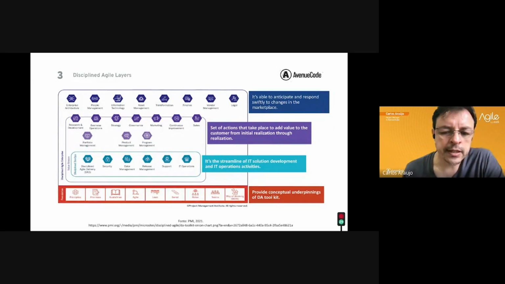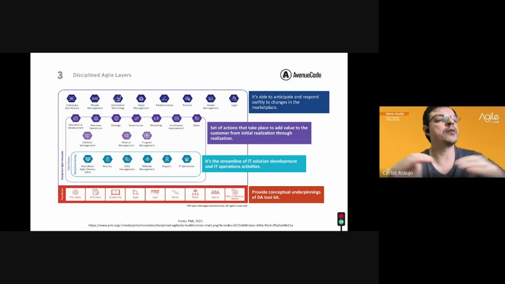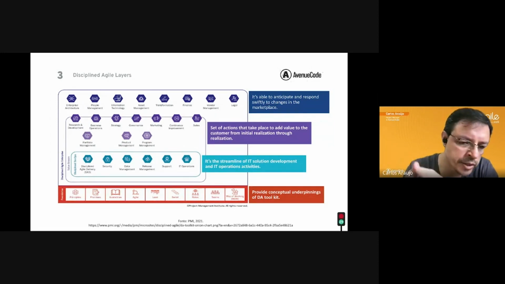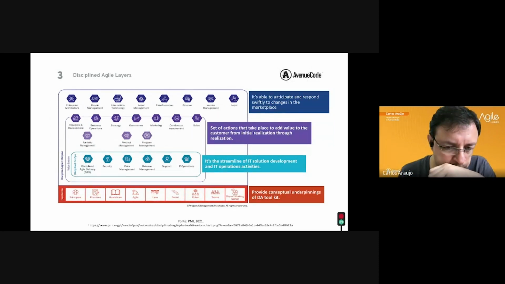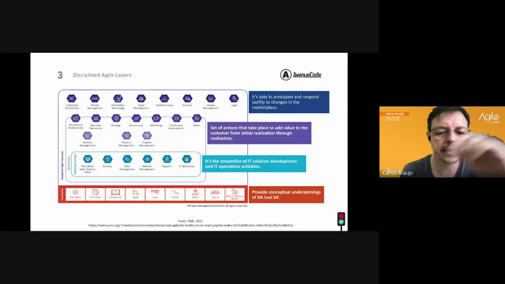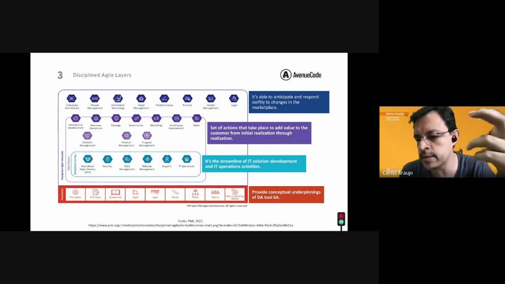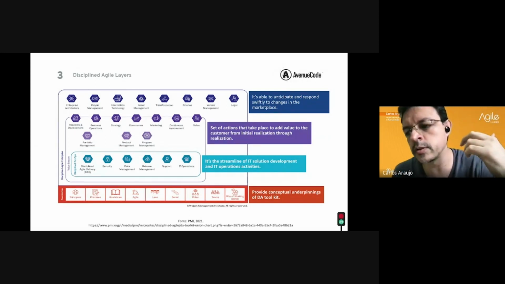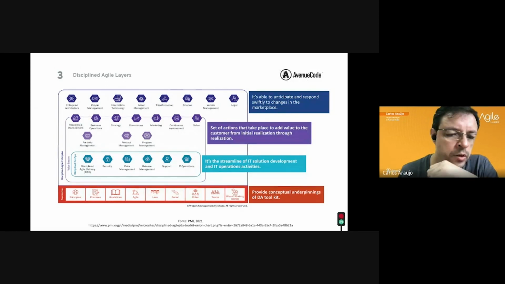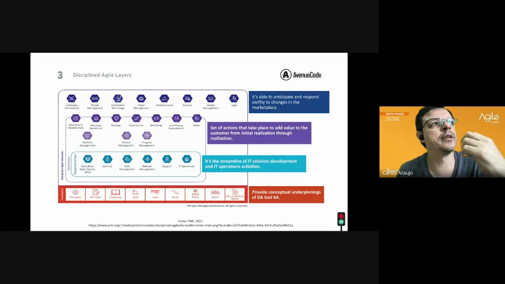The foundation provides the conceptual underpinnings of the DA toolkit. Here we find the basis that we have been talking about for the past 30 minutes. It's about the principles, the promises, the guidelines, the life cycles, and then we have the possibility to start understanding these contexts to choose our way of working. Then when we go to the DevOps discipline, DA DevOps, it's more about delivering the solution.